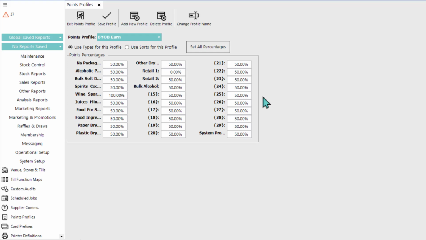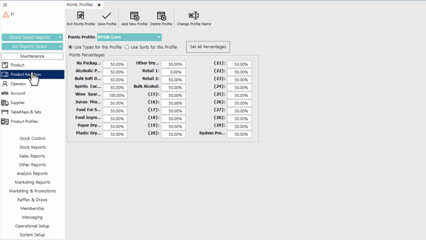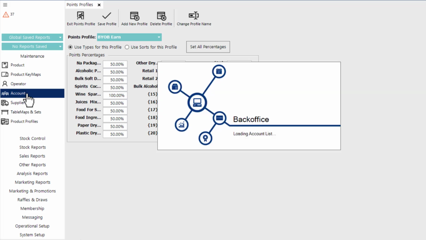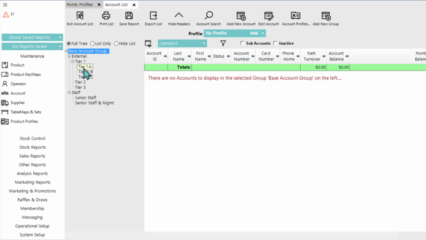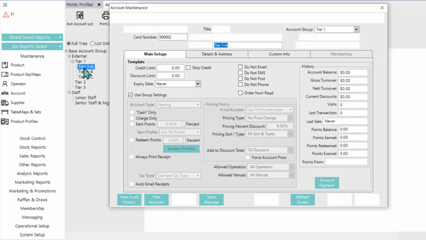But when we are all done with configuring the points profile percentages, whether they are for types or for sorts, when we're done configuring all those to whichever percentages we would like to, just go Save Profile, and we will then be able to assign them to accounts and to tills. So let's go with an account first. Actually, I'll do an account group. We will go with our Tier 1A.